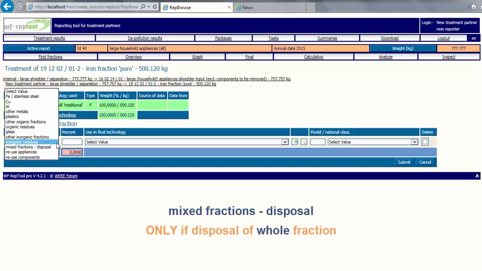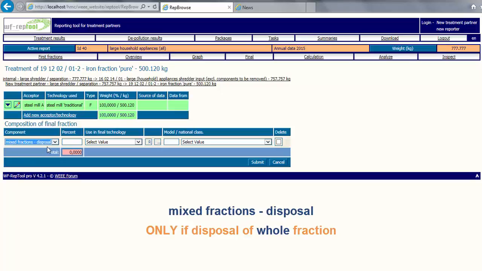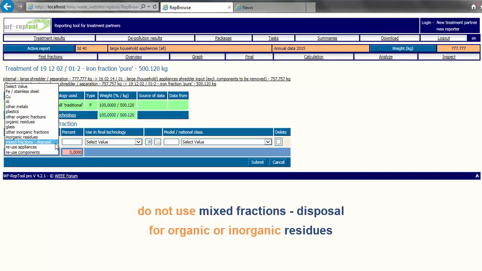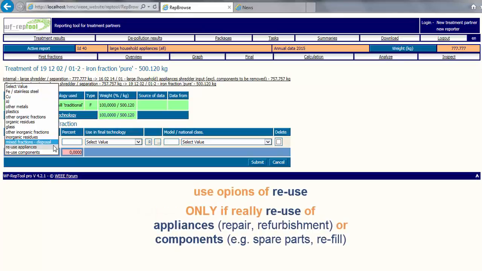Use the component mixed fractions disposal only if you forward a mixed fraction to any final technology for which the use of components is classified as disposal for the whole fraction. Don't use the component mixed fraction disposal for any organic or inorganic residues in any target fraction. Use the options for residues as they are given. The options of reuse you shall only apply if there is a dedicated reuse of appliances or components, mainly as checked components or appliances for the same purpose as designated.